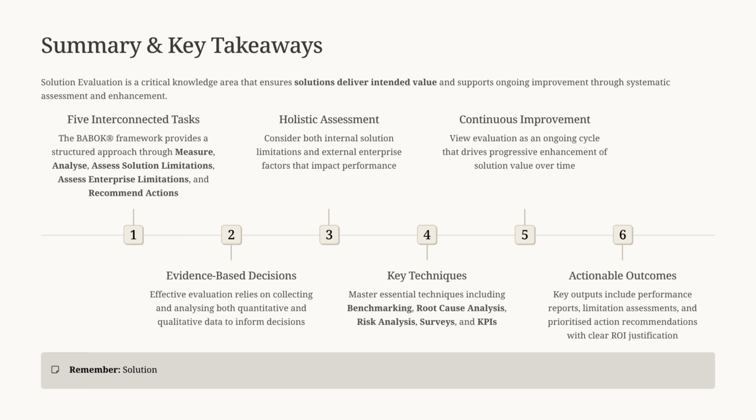Remember, as business analysts, our goal isn't just to deliver solutions, it's to ensure those solutions keep delivering. That's the essence of solution evaluation, the bridge between implementation and sustained success.